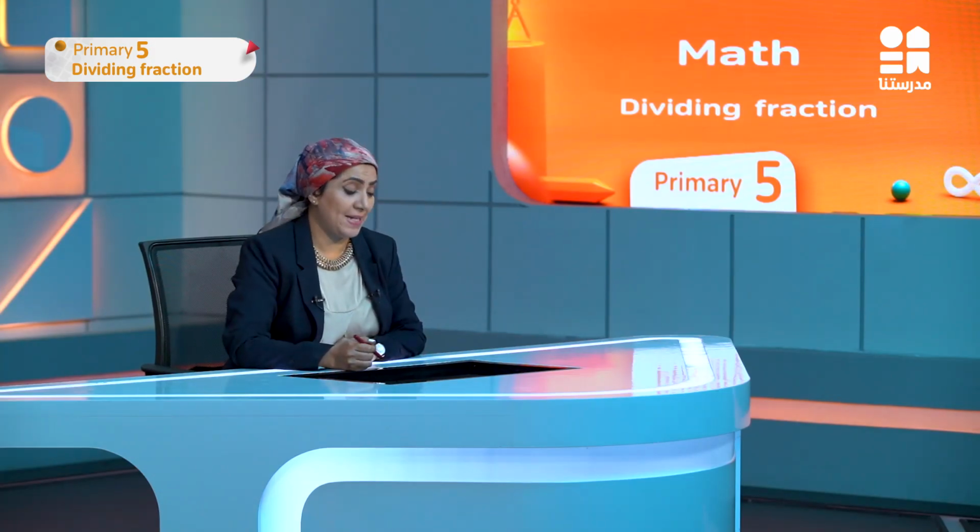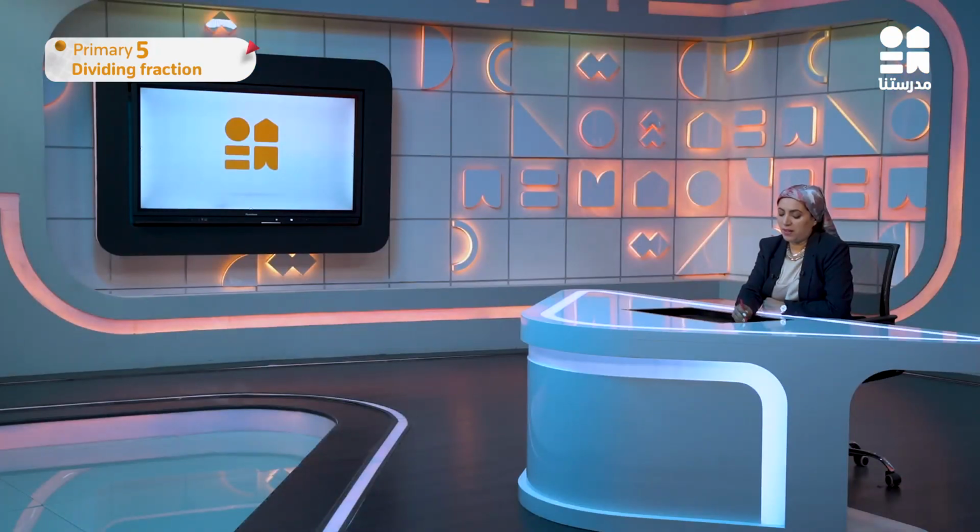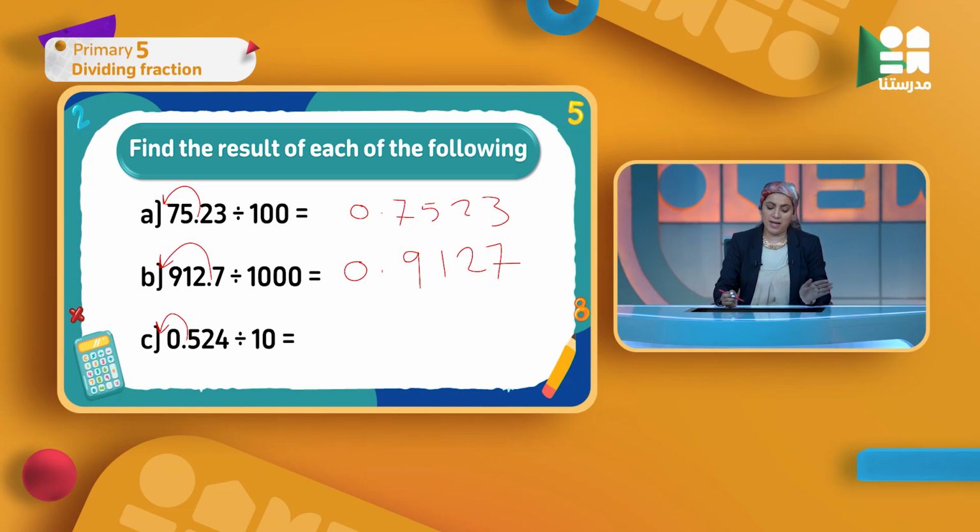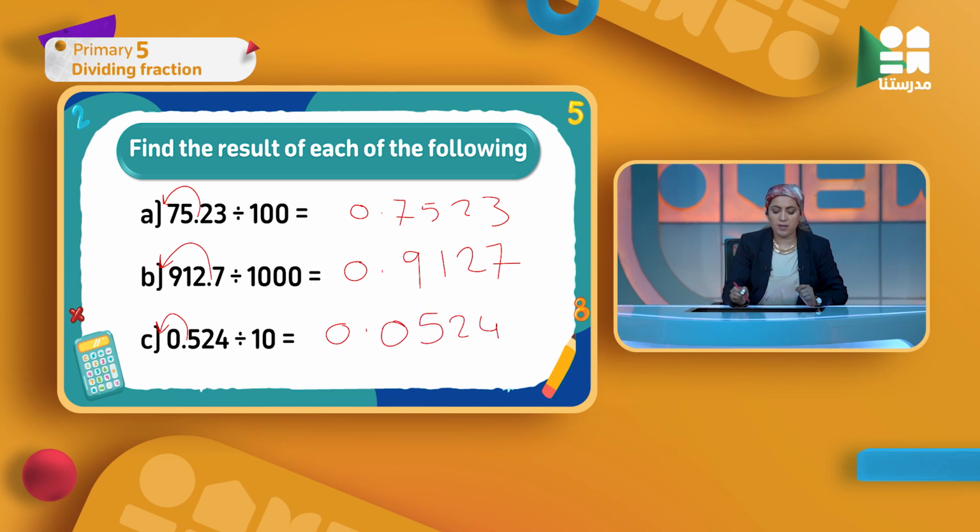0.524 divided by 10. Here, how many zeros do I have? I have only 1. Okay, then I will move the decimal point 1 place to the left. So the answer will be 0.0524, and this is my answer.